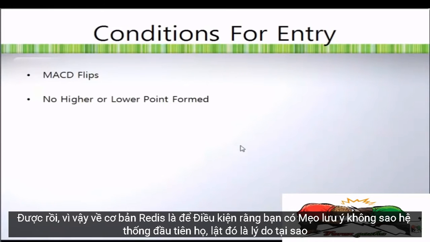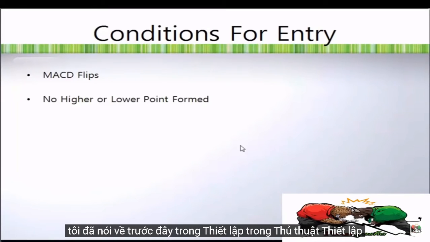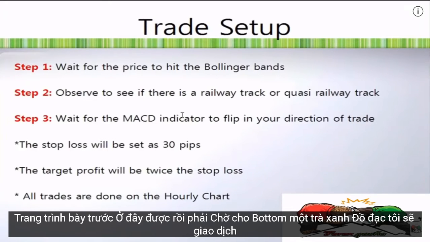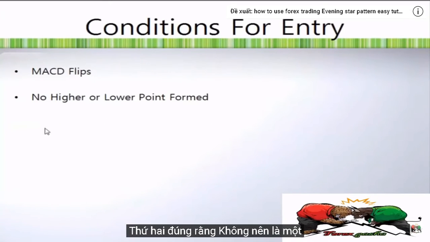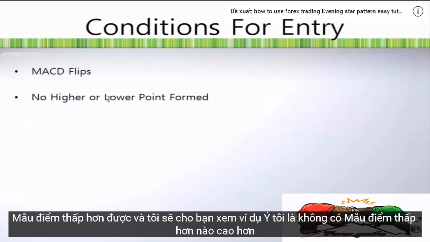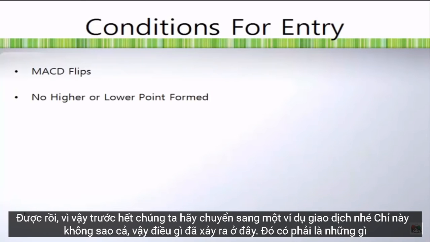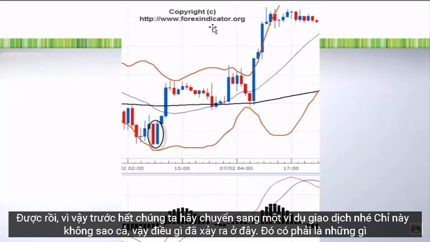So basically, these are two conditions that you have to take note of. First is the MACD flip, which I talked about previously in the trade setup, in the previous slide here. You must wait for the MACD indicator to flip in the direction of trade. Number two, there should not be a higher or lower point formed. I'm going to show you an example of what I mean by that. First of all, let's go through a trading example, which is this one.